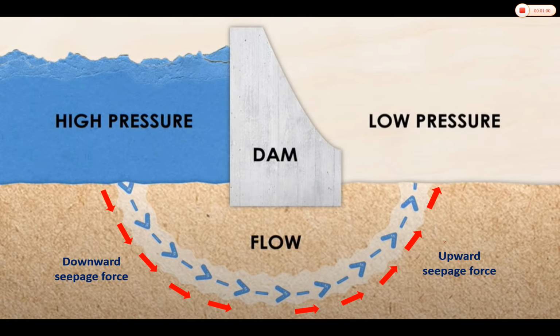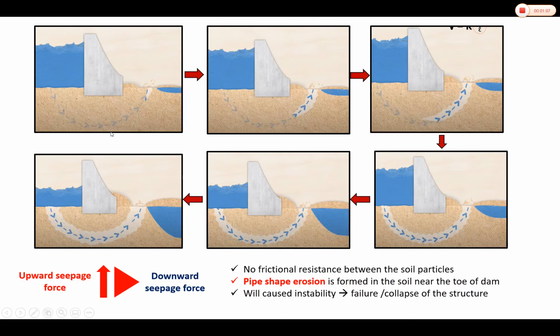How the piping happens is actually due to the force. When the upward force is continuously higher than the downward force, it will result in no frictional resistance between the soil particles. The soil particles tend to lose their strength, so it will create the pipe-shaped erosion near the toe of the dam.